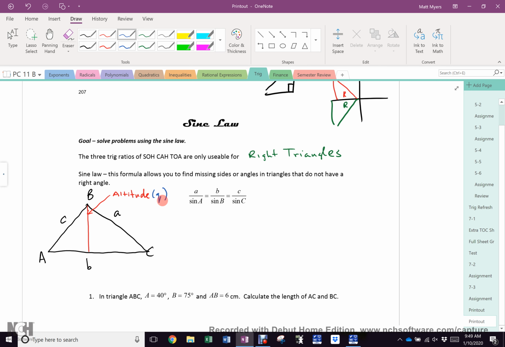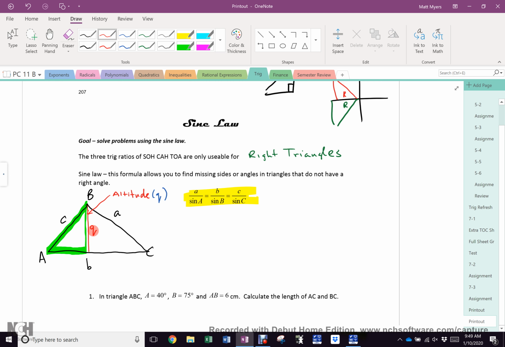Okay. Now, this is the sine law. Since it's a law, it always works. But as always, I like to show you how these things come about. So let's do that, shall we? If I was only looking at this triangle, can we do some trig with it? We can, can't we? Because it's 90 degrees, yes?